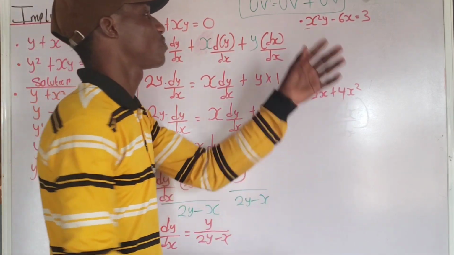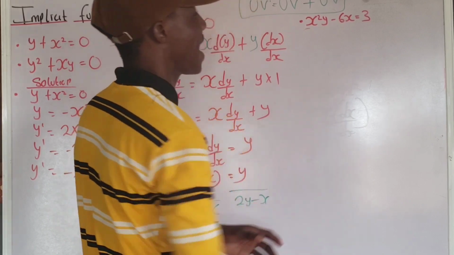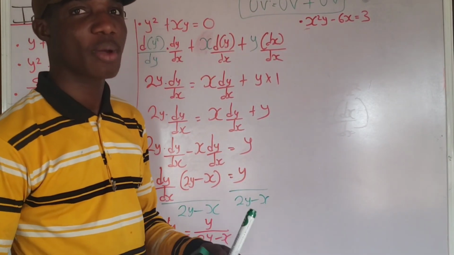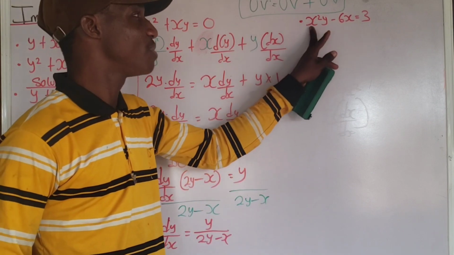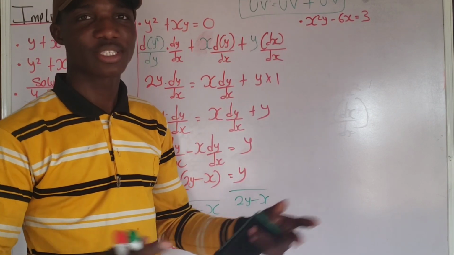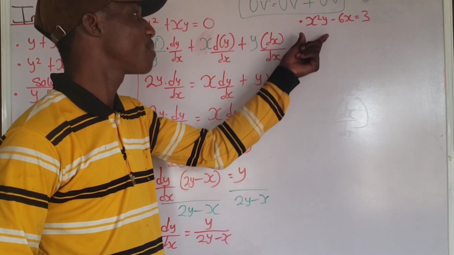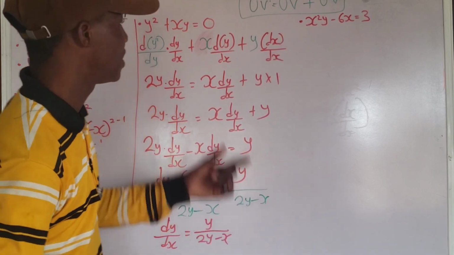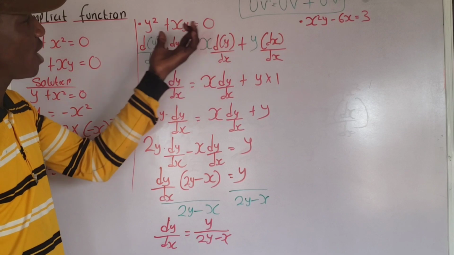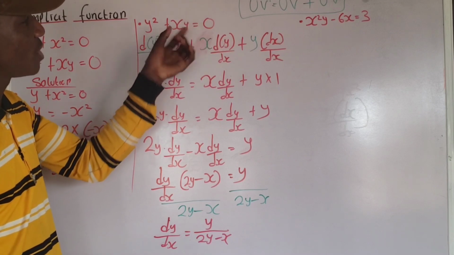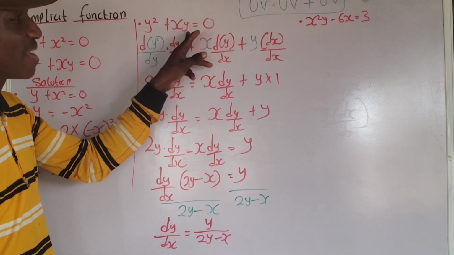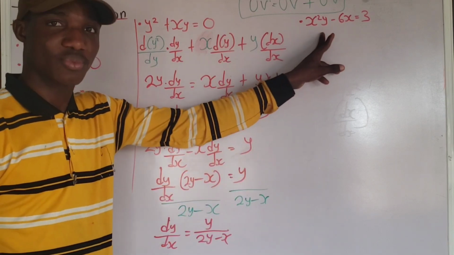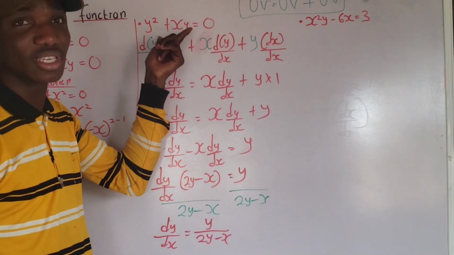Now, let's find the derivative of x squared y minus 6x. What is the sign between x squared and y? The sign is product. So, to differentiate x squared y, I'm going to employ the product rule. When we differentiated xy earlier, maybe you didn't understand. Now, pay attention again. Here is another example related to this.